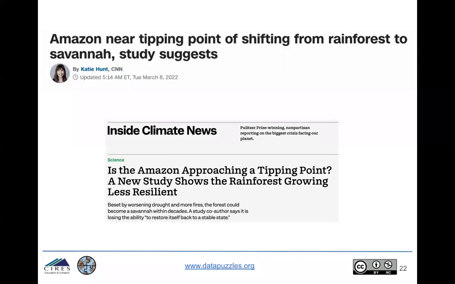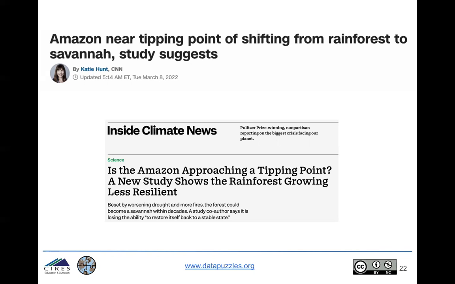We also thought it was another opportunity to talk about other climate tipping points, and this was an article that I came across on Twitter last week about how the Amazon is near a tipping point. It's more or less growing less resilient. If we're losing resiliency and seeing lots of fires and deforestation, and these forests aren't able to grow back in the same way, what might that mean in terms of a transition to different landscapes?